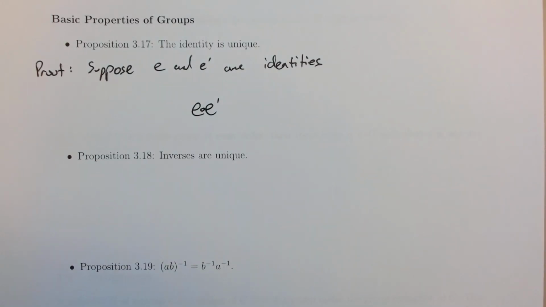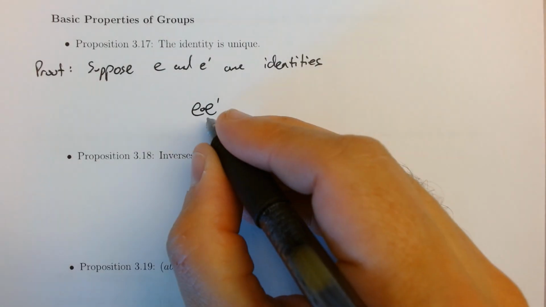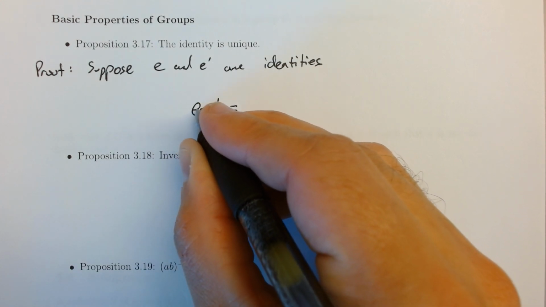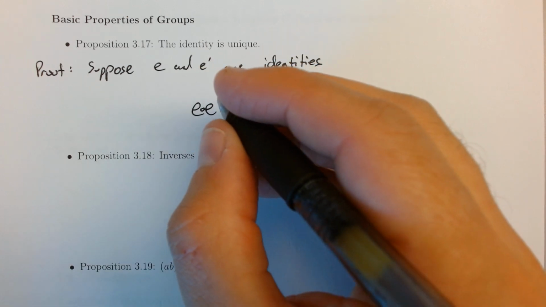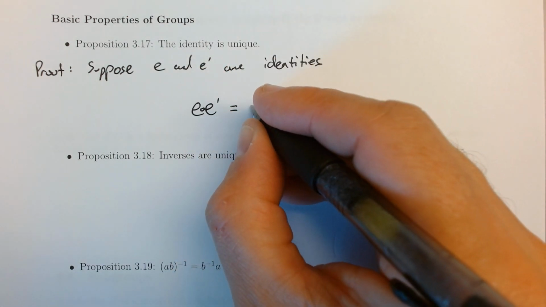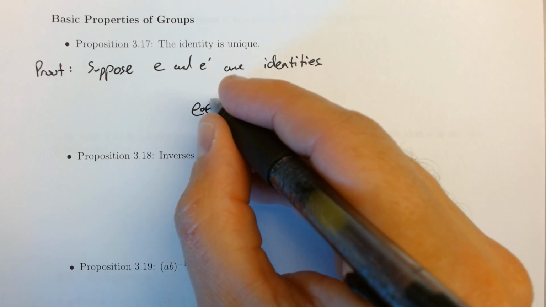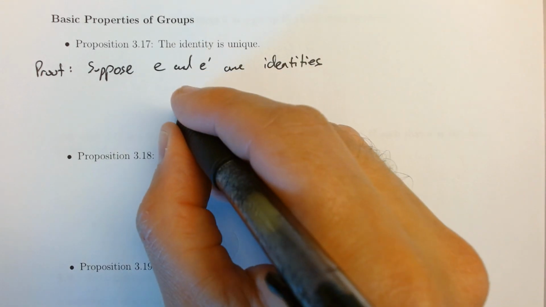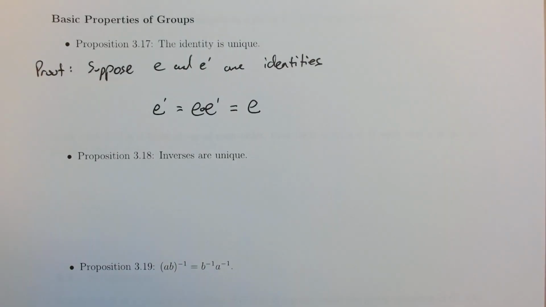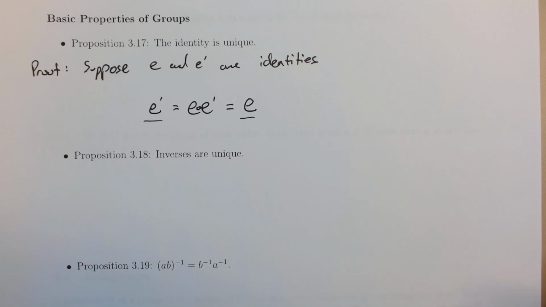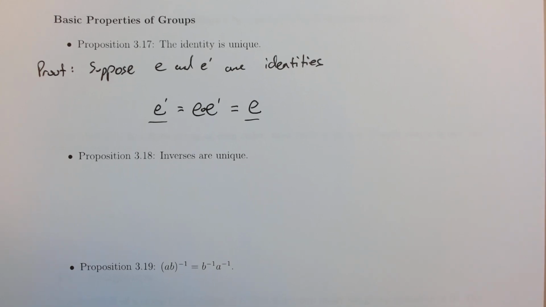We'll usually just concatenate. Since they're identities, I can think of this one as the identity multiplying E. So that would give me just E. But I could also think of this as the identity acting on E prime, which would just give me E prime. But now, of course, I have E prime being equal to E. So trying to include more than one forces them to be the same thing anyway. So that means the identity has to be unique.